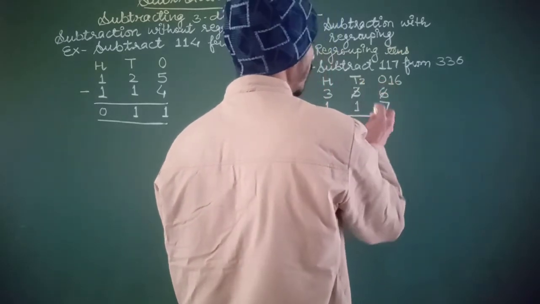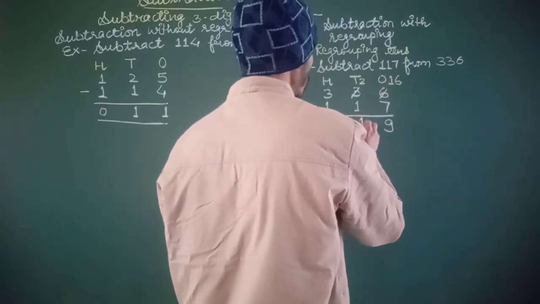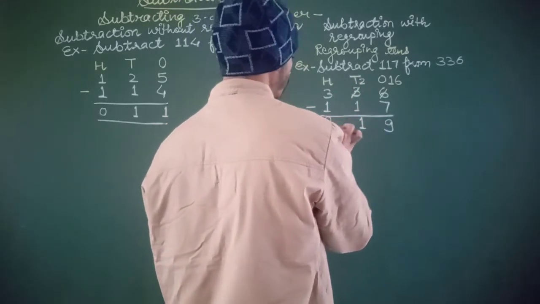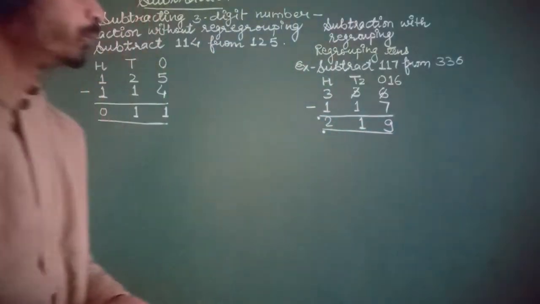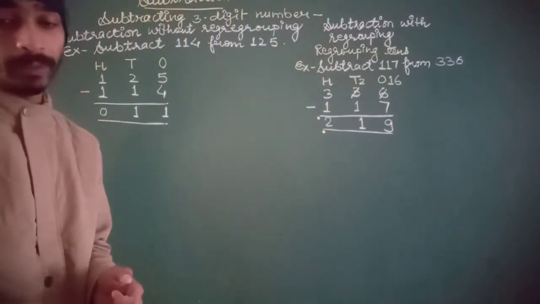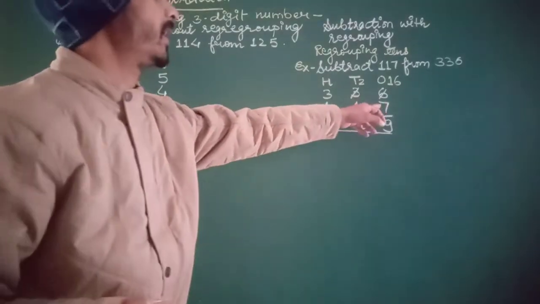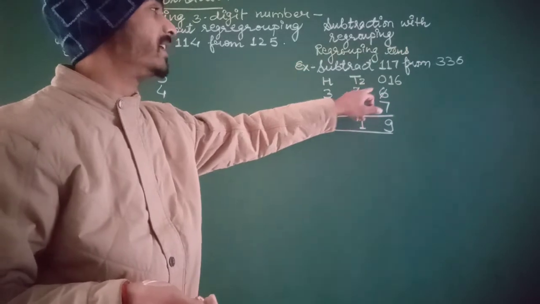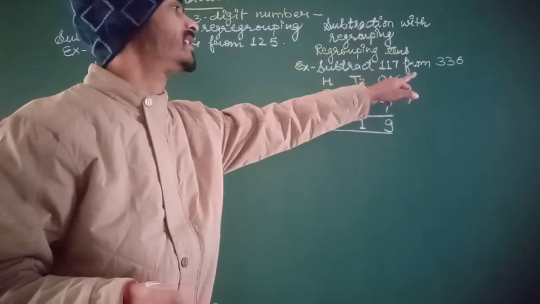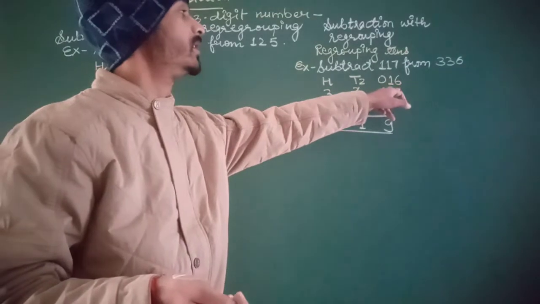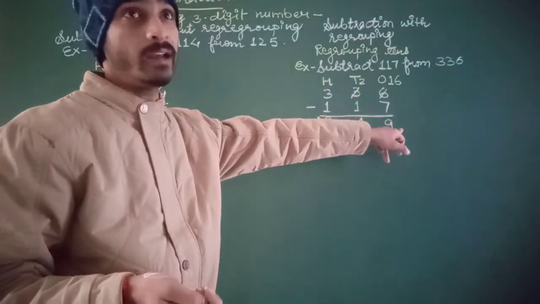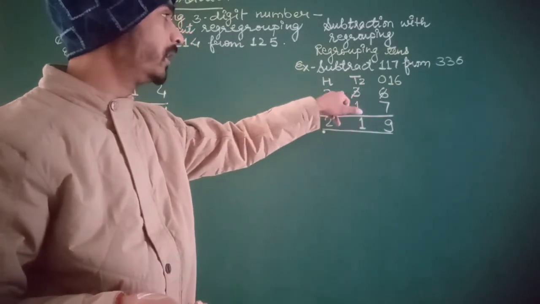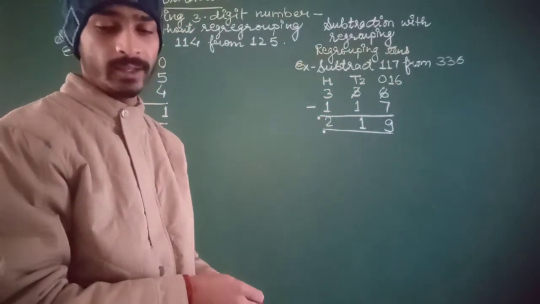And here 2 tens minus 1 ten, that is 1 ten. And here 3 hundreds minus 1 hundred, that is 2 hundreds. So you can see here that when we subtract the ones, 7 ones cannot be subtracted from 6 ones. So regroup 3 tens 6 ones into 2 tens 16 ones. Now 16 ones minus 7 ones is 9 ones, 2 tens minus 1 ten is 1 ten, and 300 minus 100 is 200.